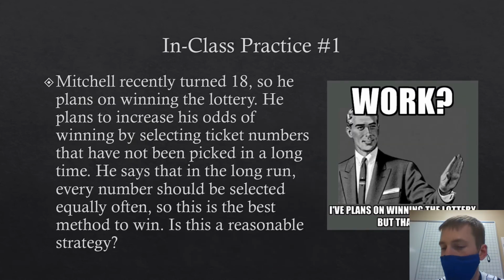So here's a quick example. Once I'm done reading this, go ahead and pause, think about it, and then I'll go over the answer. Mitchell recently turned 18, so he plans on winning the lottery. He plans on it, doesn't want to, he just plans on it. He plans to increase his odds of winning by selecting ticket numbers that have not been picked in a long time. He says that in the long run, every number should be selected equally often, so this is the best method to win. Is this a reasonable strategy? Pause, think about that for a moment, and then I'll go over the answer.